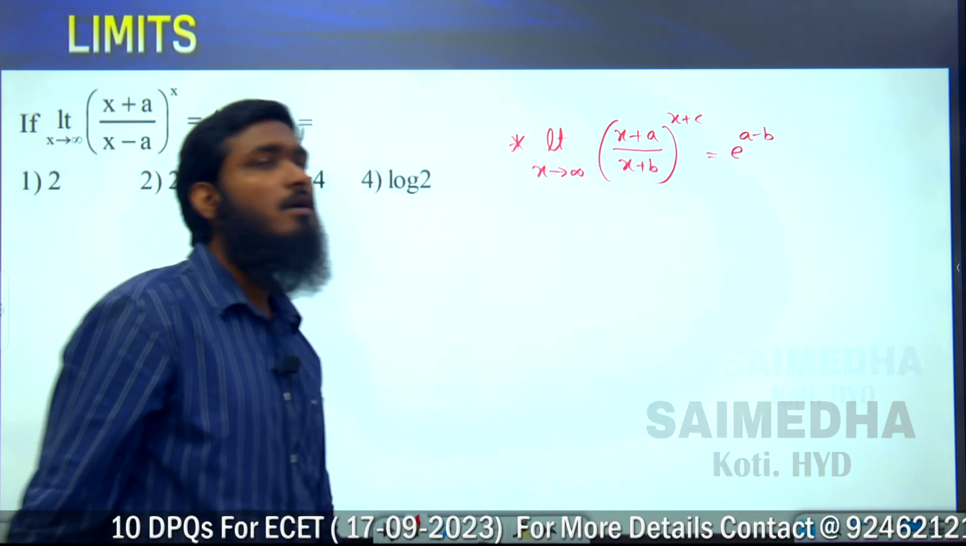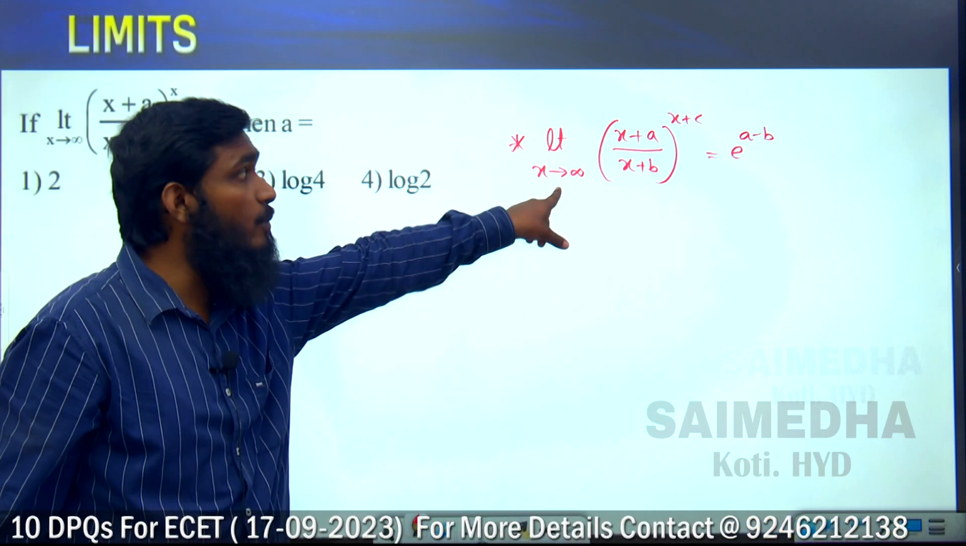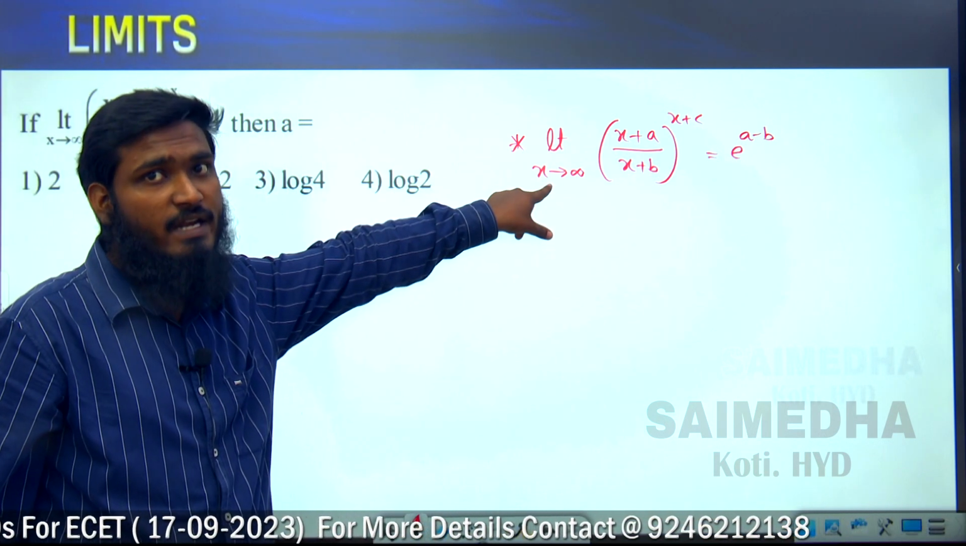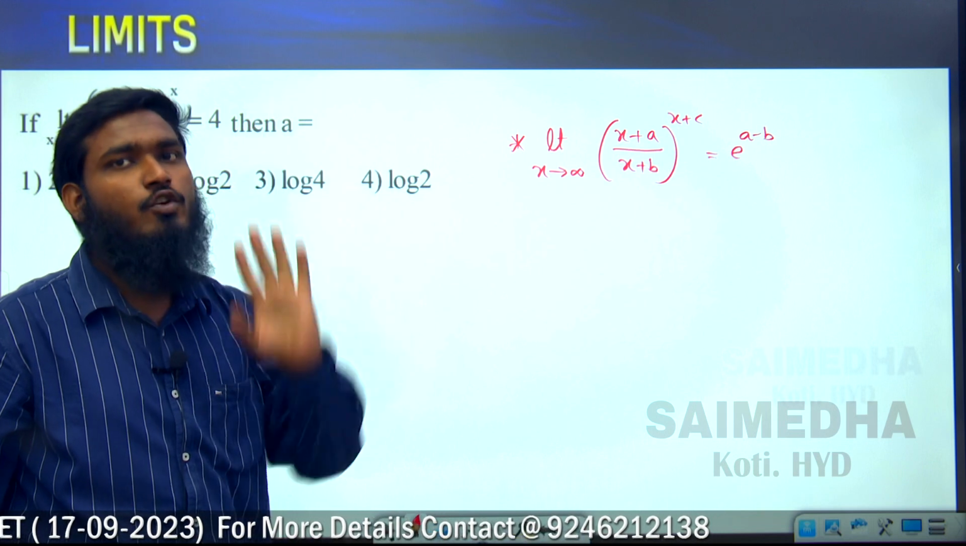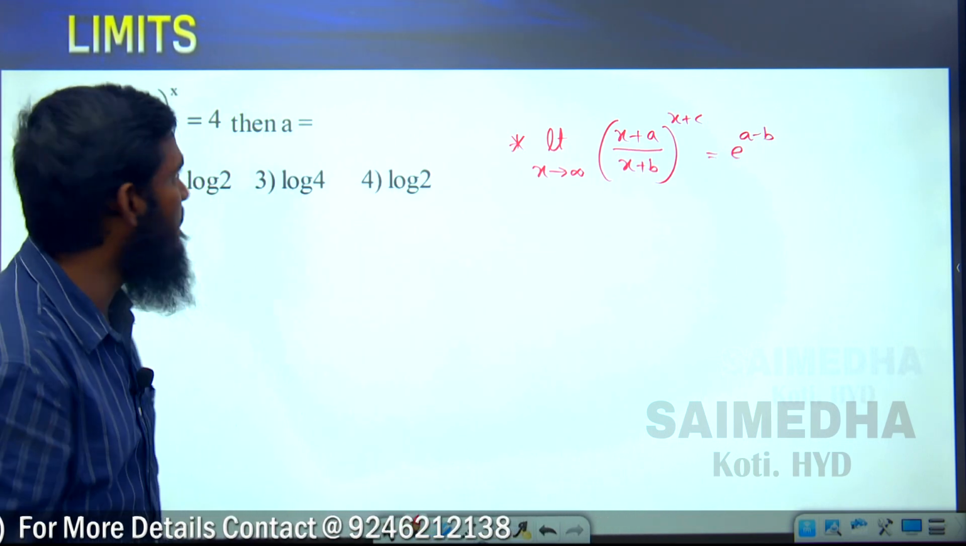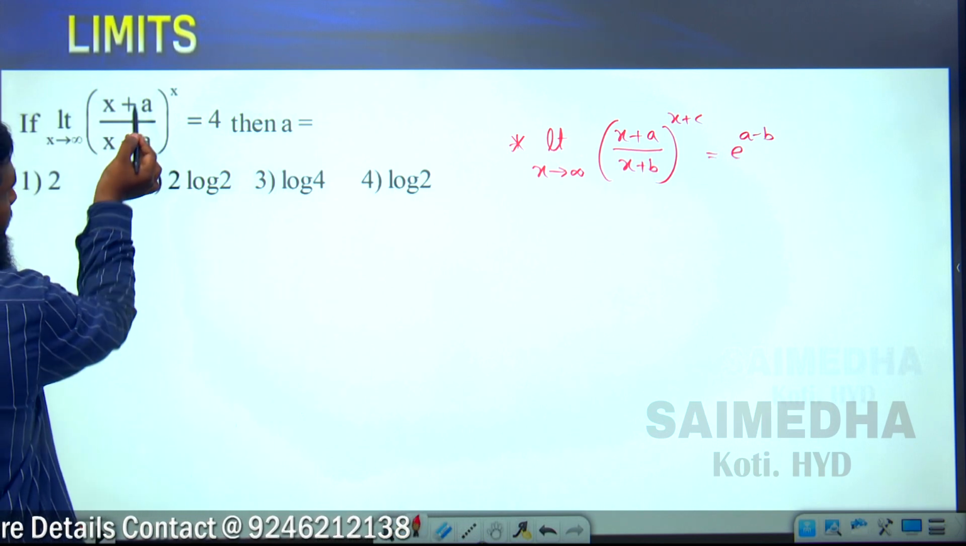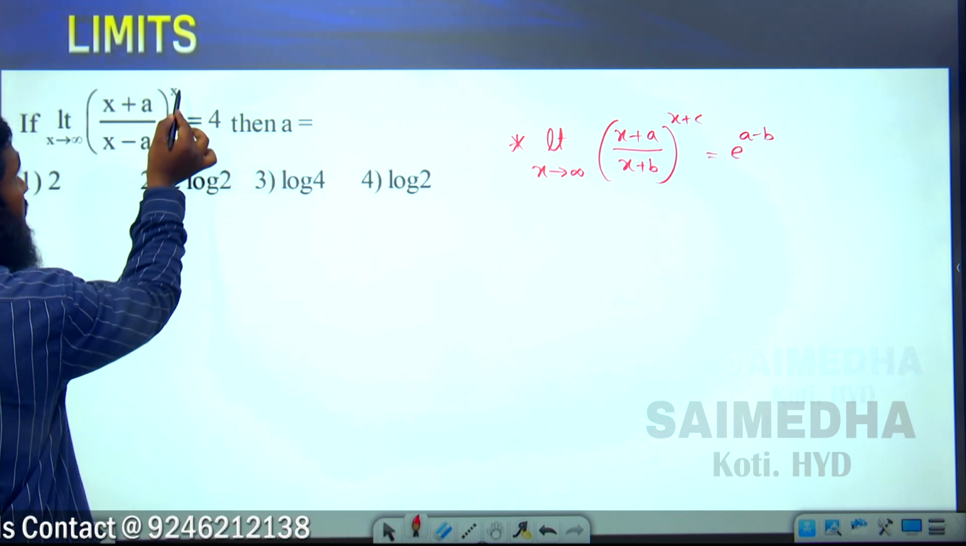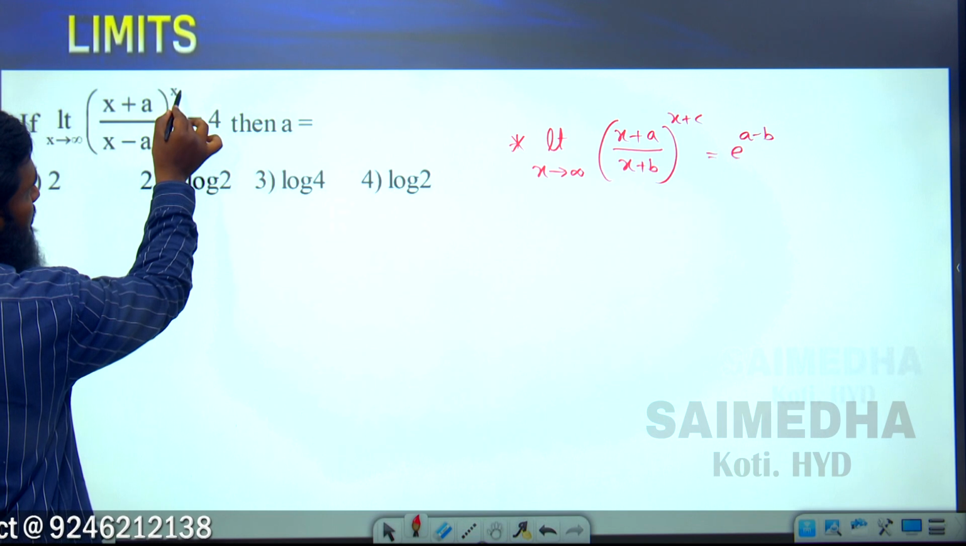What is the formula? e power a minus b. But what should the limit be? x tends to infinity should be there. It can't be 0. It should be infinity only, then we have that formula. Now listen here. What is a value? a. What is b value? Minus a. What is c value? If we don't have anything, it means 0.